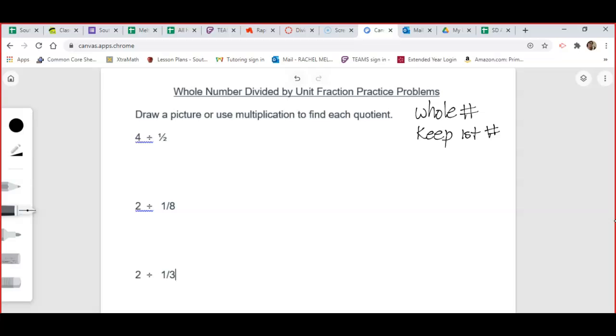What's the next step? Change. Change. What are we gonna change, Kayra? Do you remember? No. Okay, so we're gonna change from division to multiplication, right? So we're going to change that operation.